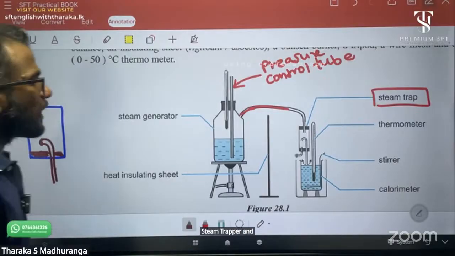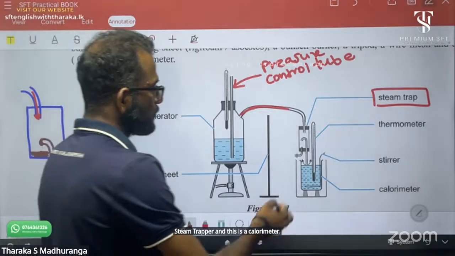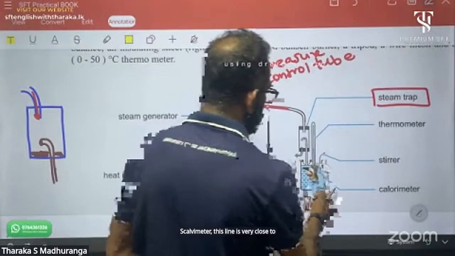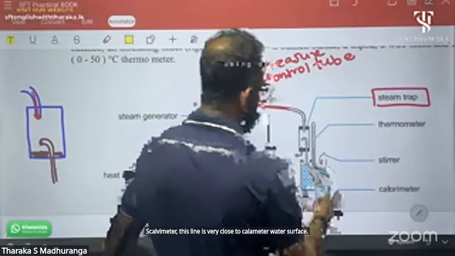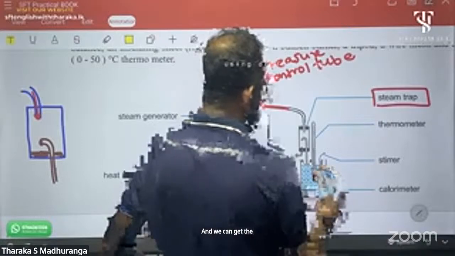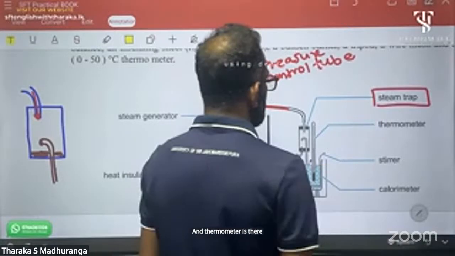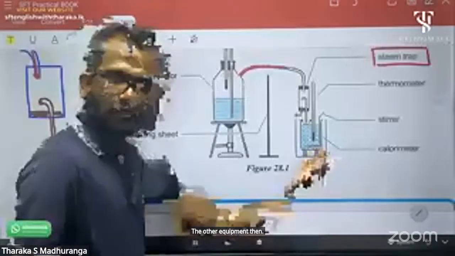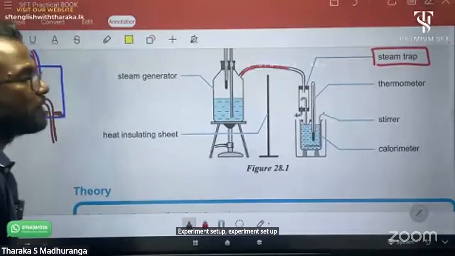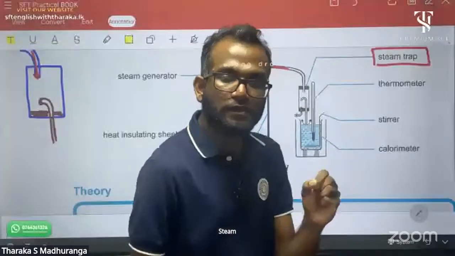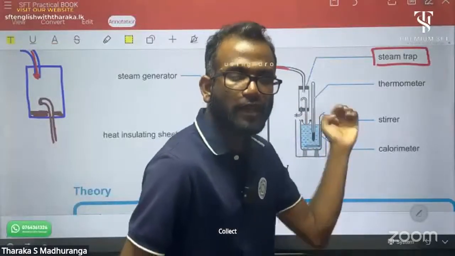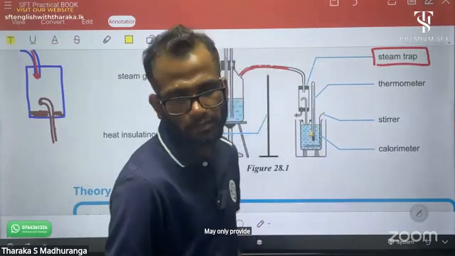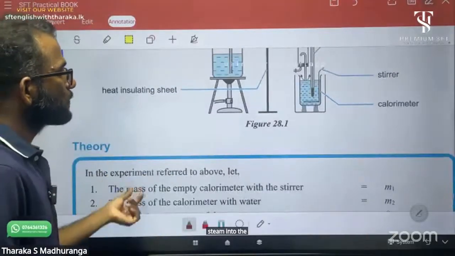And this is the calorimeter. This line is very close to the calorimeter water surface. The thermometer is there, and a stirrer is there. No need for a net stirrer, a simple normal stirrer. Those are the equipment and experiment setup. The most important thing is the steam trapper. Its purpose is to collect condensed water and provide only steam into the calorimeter.